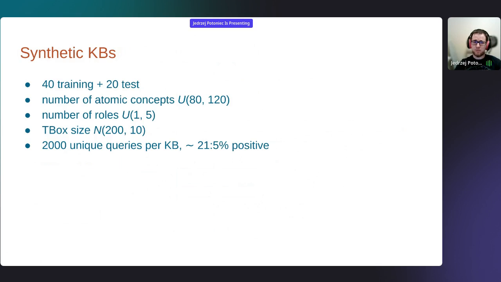In our experiments, we used synthetic knowledge bases for training the reasoner head, and for some preliminary testing. There were 60 knowledge bases in total. They had around 100 atomic concepts, between 1 and 5 roles, and around 200 axioms in the knowledge base, and 2,000 queries per knowledge base. Only around 1/5 was positive.